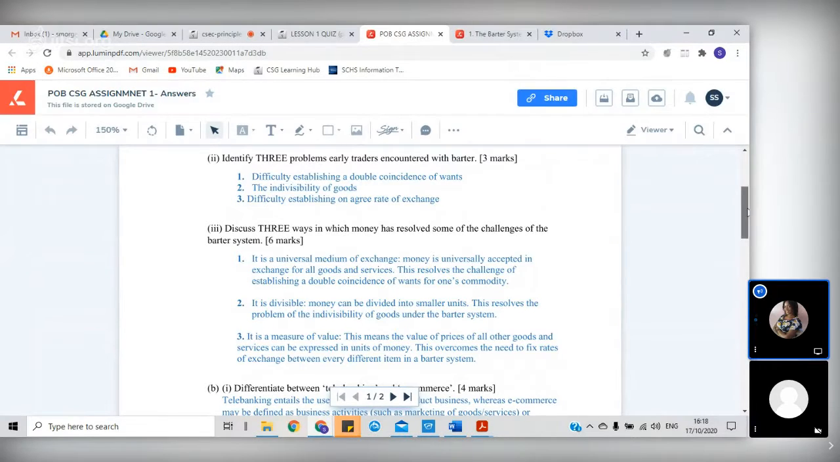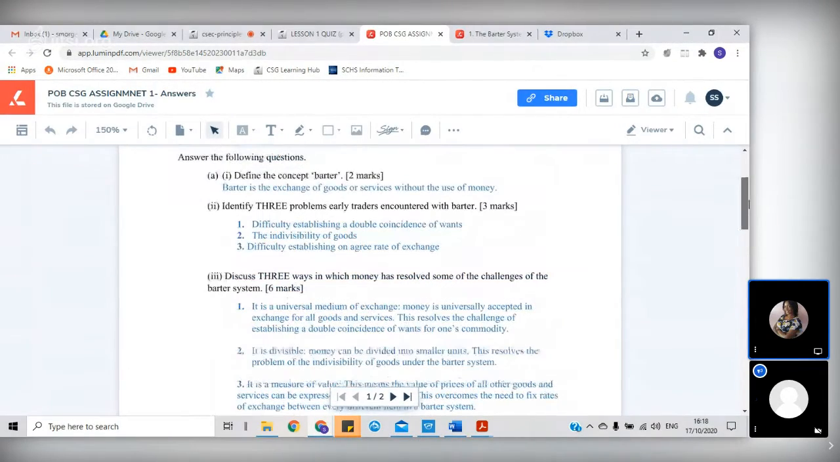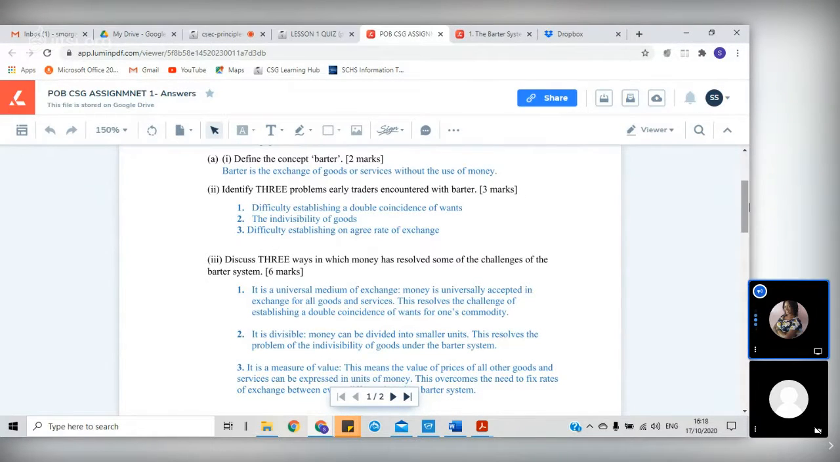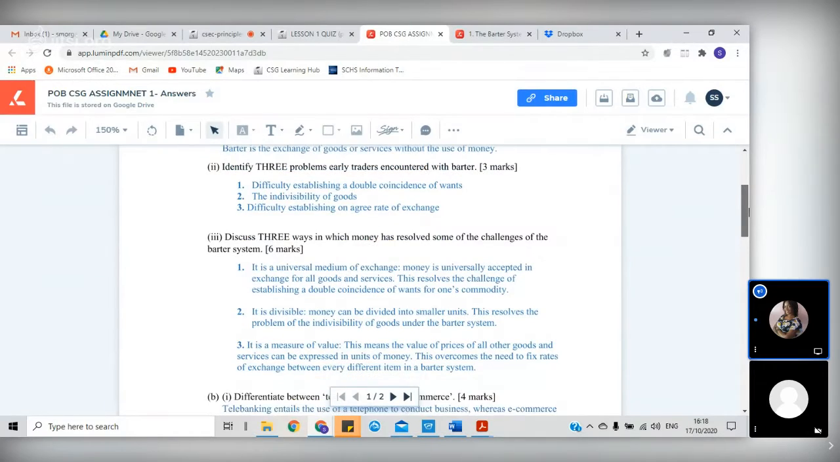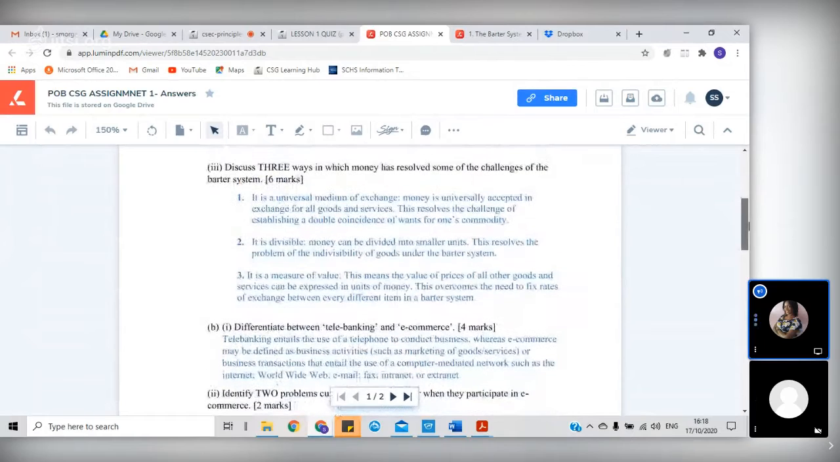All right, so on to number three. So number three required you to do this. Miss, wait, mix them up. Oh, that was the answer I had for discuss 3 ways in which money solves some of the challenges. Yes, okay, because I was saying your response mentioned money, but money was not used during the barter system. All right, so that was okay.